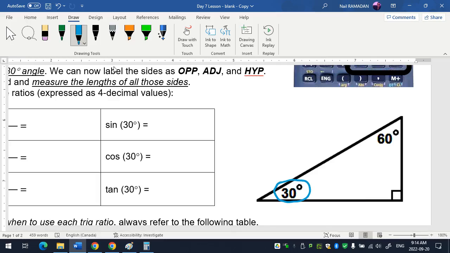Can someone tell me where's the hypotenuse? Okay, so the hypotenuse is here. Where's the opposite to 30? Is it this one? No. Yeah, good. Thank you. Opposite and adjacent.